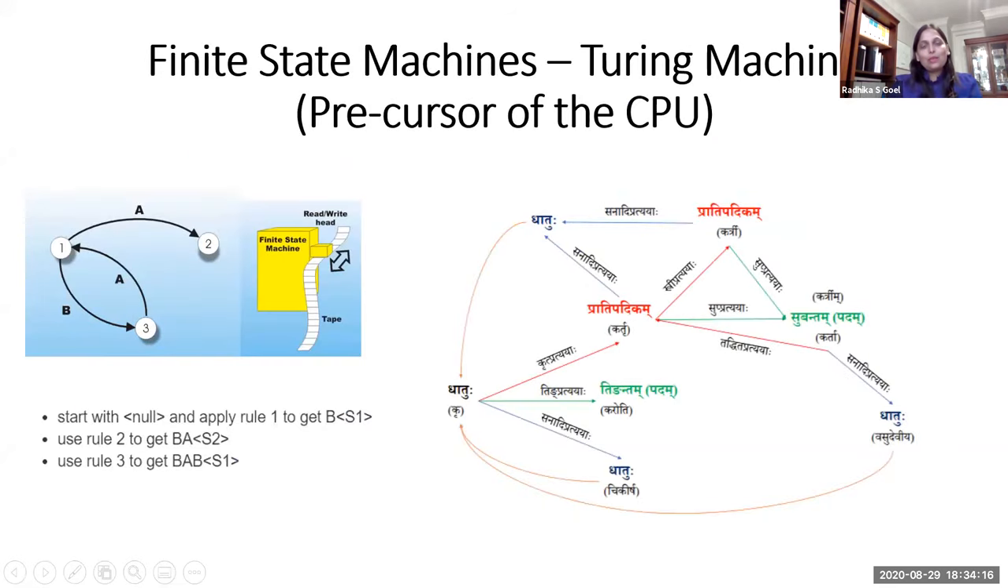Okay, now I just want to switch the modes a little bit here and give a very high-level view. We covered the concept from the computer science perspective, how structured Ashtadhyayi is, and I just want to say that there is something called a Turing machine, which is the first ever computer. Even before Charles Babbage, whom we call the father of the modern computer, the Turing machine is said to be the precursor for the current-day central processing unit, or the CPU.